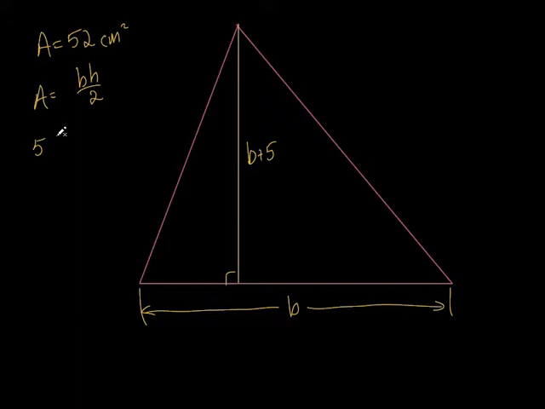Well, let's put the 52 in here first, right? Because area is 52. You see what I'm doing? I just plugged in a 52 for the area equals b, which is just b, right? Times the height. What's the height? b plus 5 over 2, right? And now what do we have to do? Gotta do some math. Solve for b.